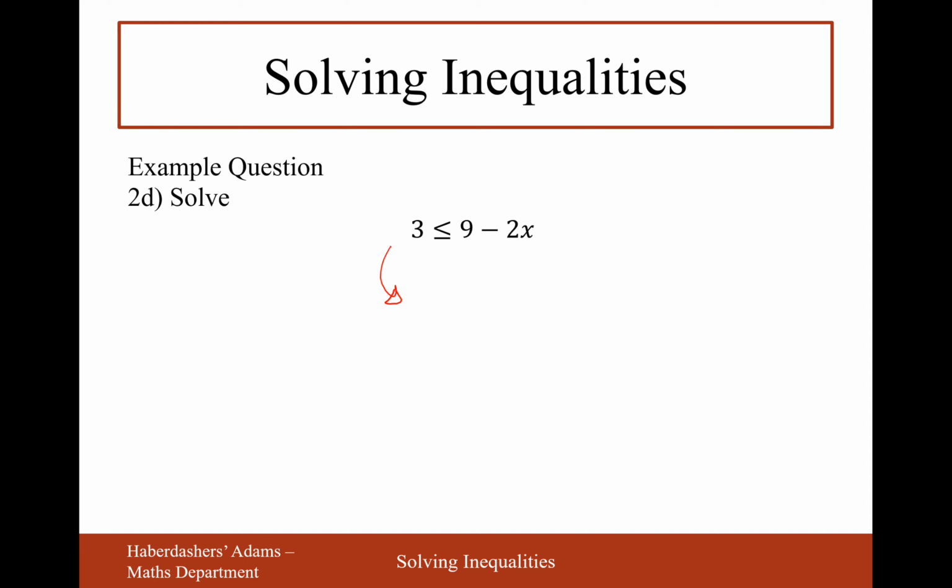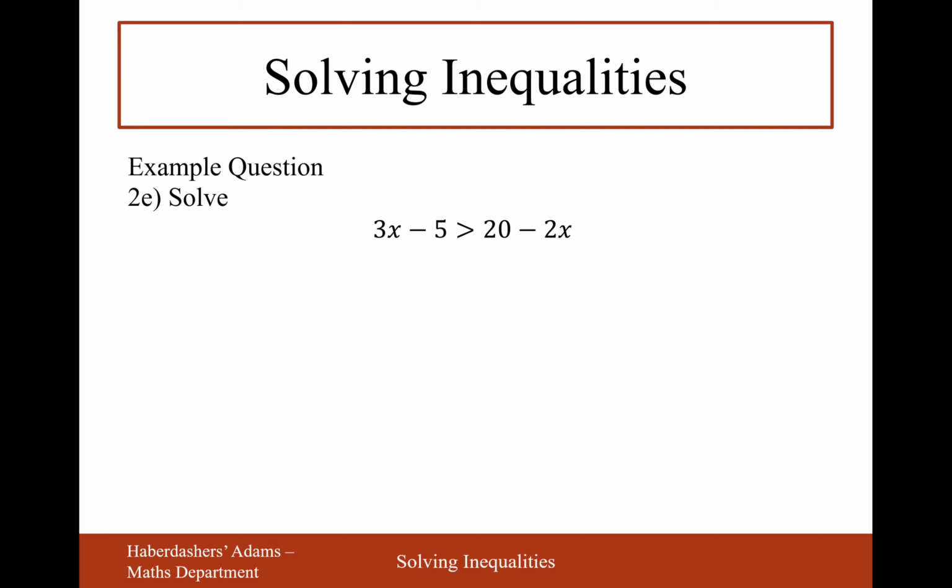Moving on to the next one, because there's a negative on this side here, I'd add it to the other side. Add 2x, add 2x. So I'd get 2x plus 3 is less than or equal to 9. Take away the 3 from both sides and you get 6. And then divide by 2 on both sides and you get x is less than or equal to 3. Good. So whenever you've got a negative such as we've got here, add it onto the other side and then just rearrange as normal.